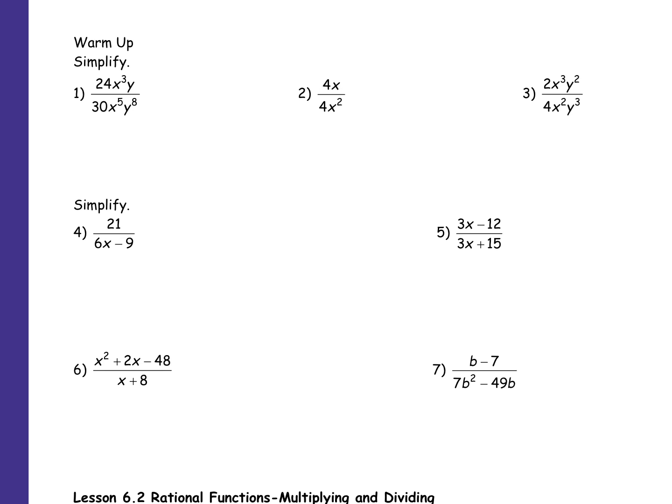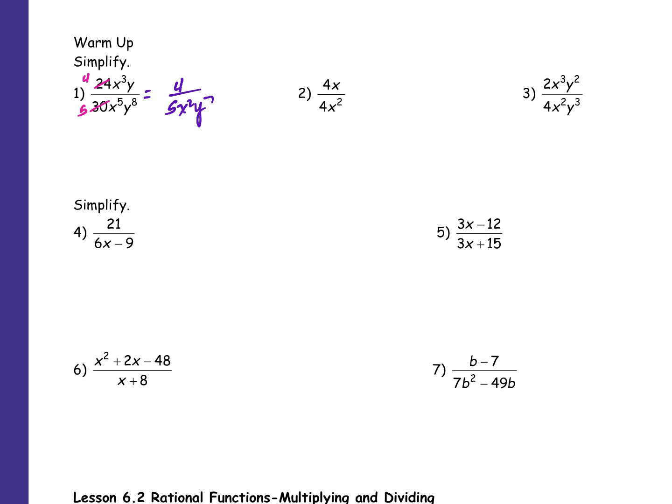Start going over these, or at least putting in the answer. So the first one should be 4 over 5, sorry, x squared y to the 7th. Yeah, sure. So 6 goes into 24 4 times, right? And 6 goes into 30 5 times.